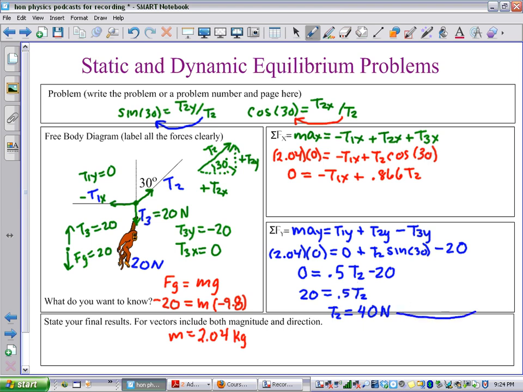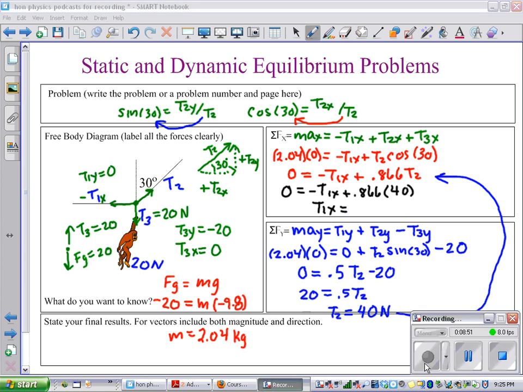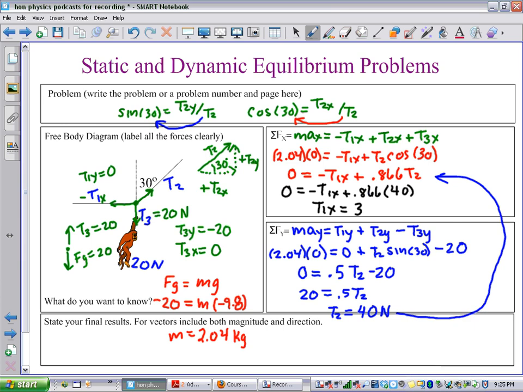So let's take this up here, where I have an equation that relates T1 and T2. So 0 equals negative T1x plus 0.866 times 40. So if I move this to the other side, I get T1x equals 34.6 newtons. So my final answers are tension in this right here is 34.6 newtons directly to the left.